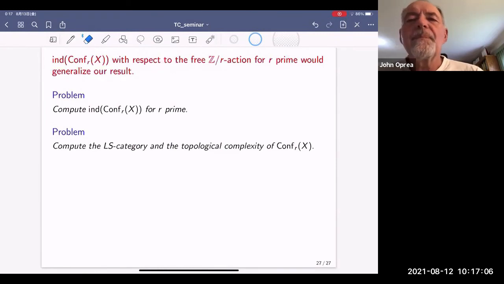Anything? I actually have one comment, if you would go back one slide.